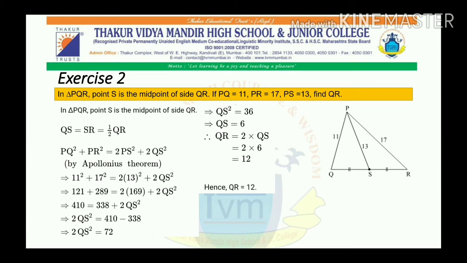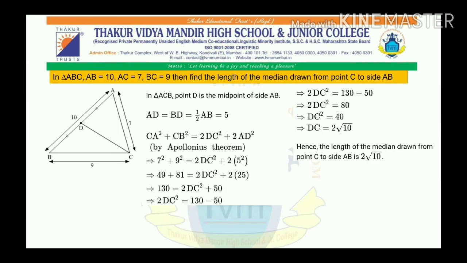So 410 on the left hand side and 338 to be subtracted, and dividing it by 2 you will get QS square as 36 and QS is equal to 6. Therefore QR is equal to twice of QS, as S is the midpoint of QR. Therefore 2 into 6 is equal to 12. Hence QR is equal to 12 centimeter will be the answer.